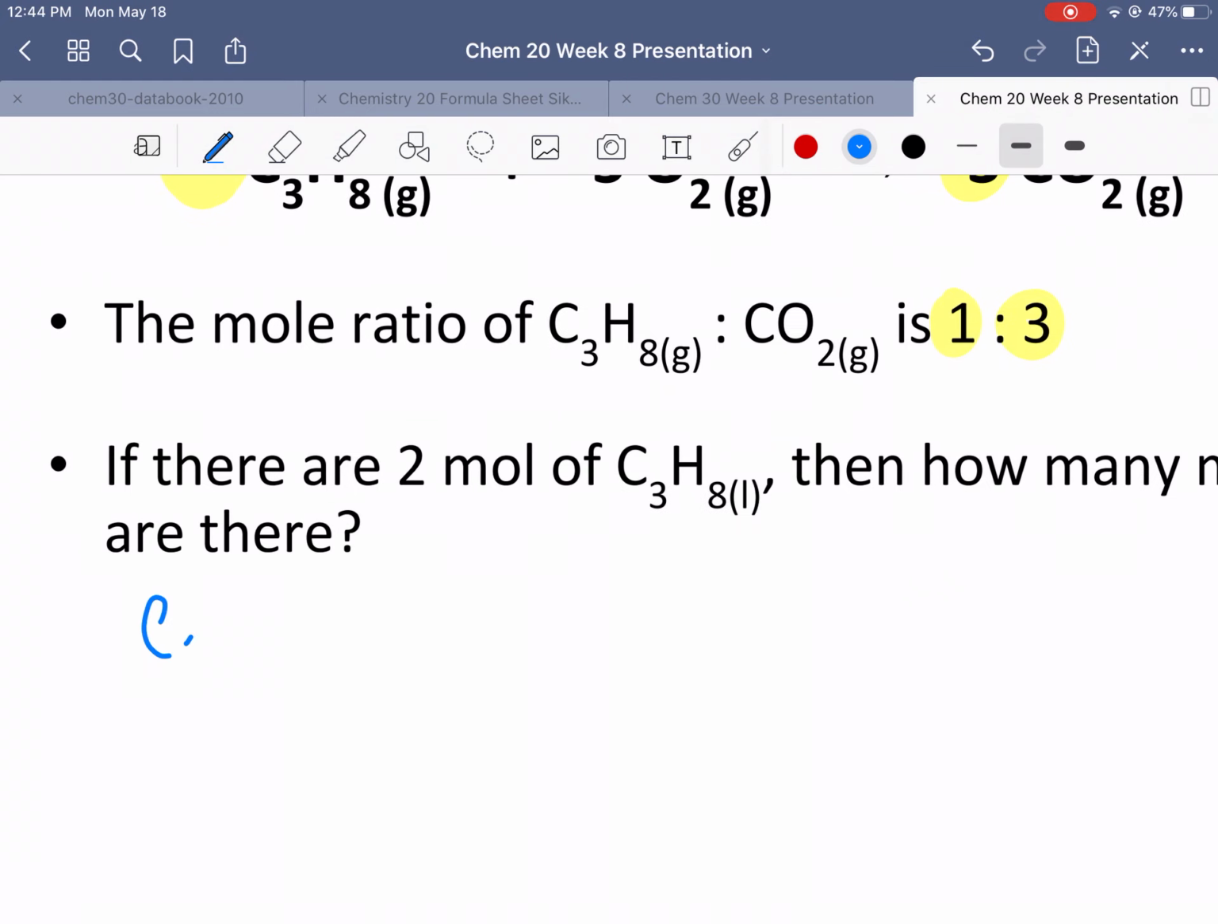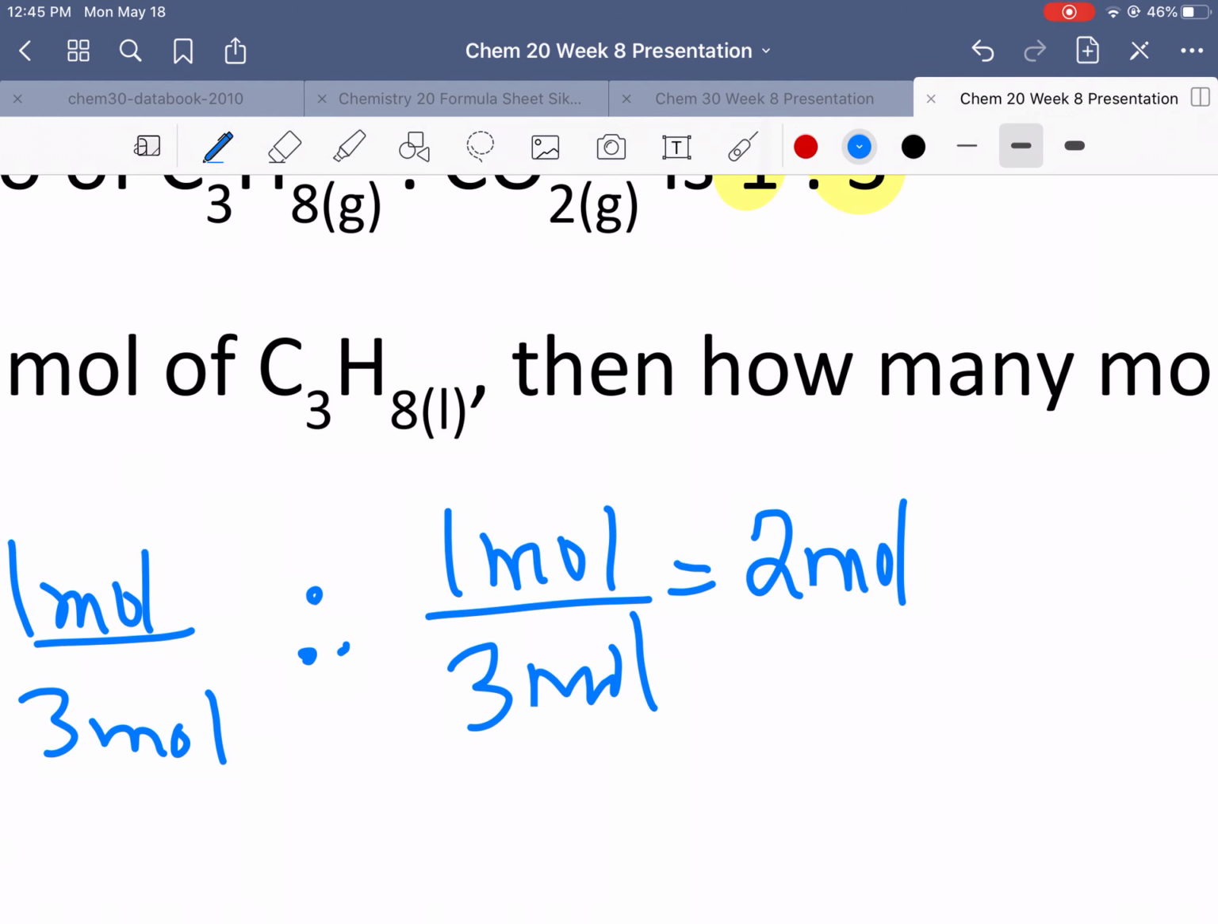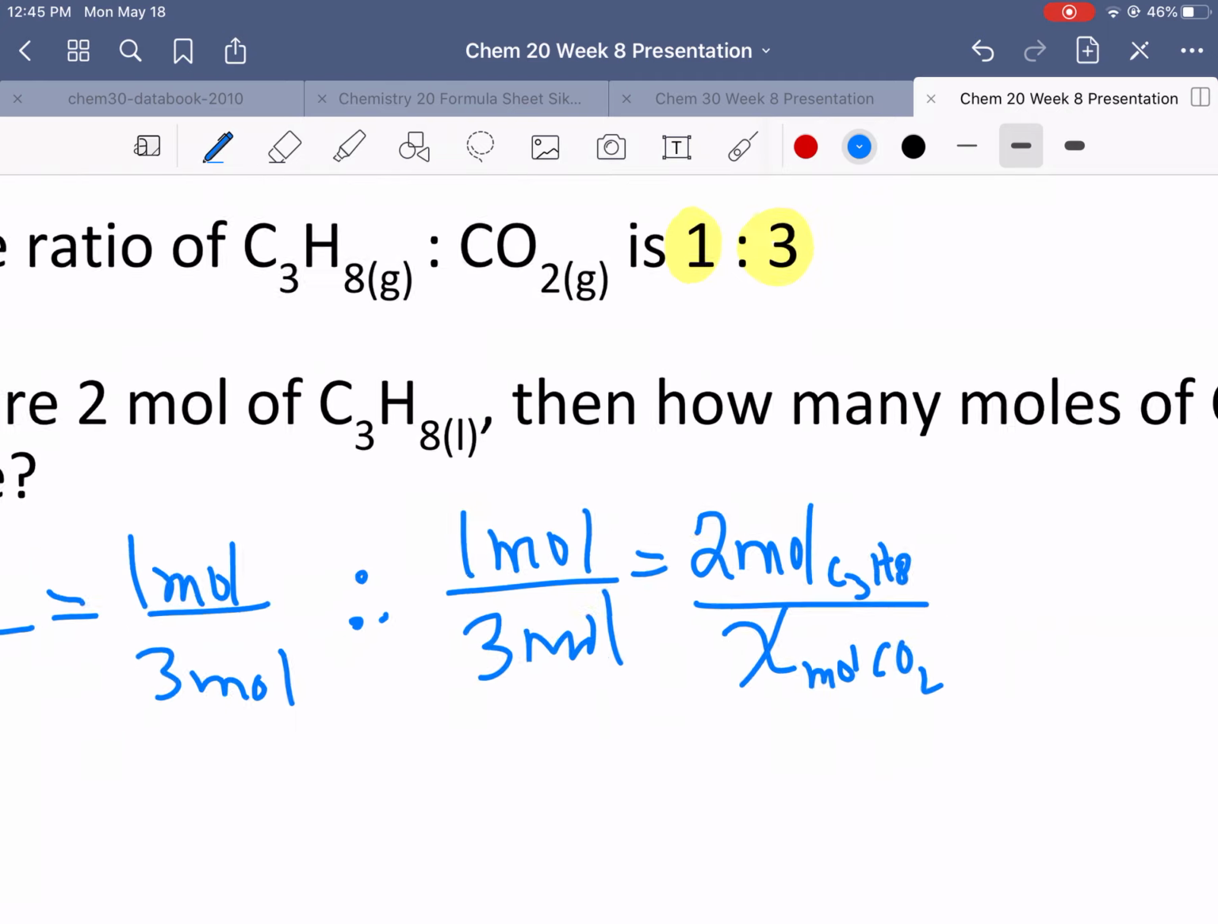So when we compare the ratio of the propane gas to the carbon dioxide gas, we see that it is a 1 mole to a 3 mole ratio. Well, therefore, we can take that ratio. We can play with it. We can say, okay, I've got a 1-to-3 ratio. What if instead of 1 mole of propane, I've got 2 moles of the propane, right? So if I've got 2 moles of that propane instead, then how many moles of the carbon dioxide am I going to get?